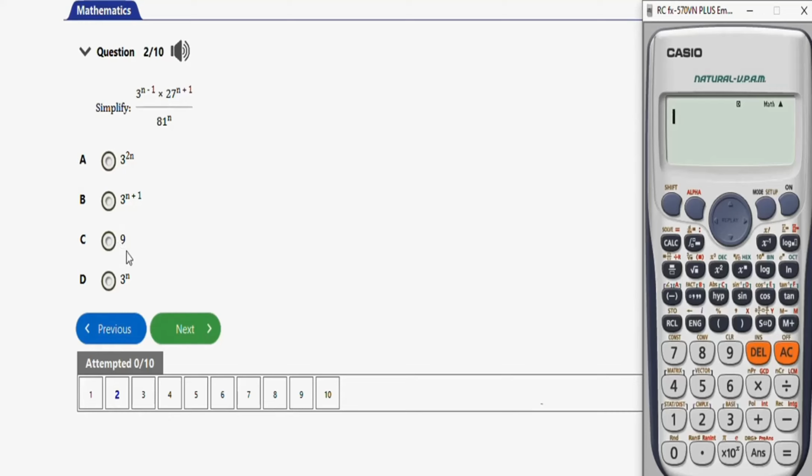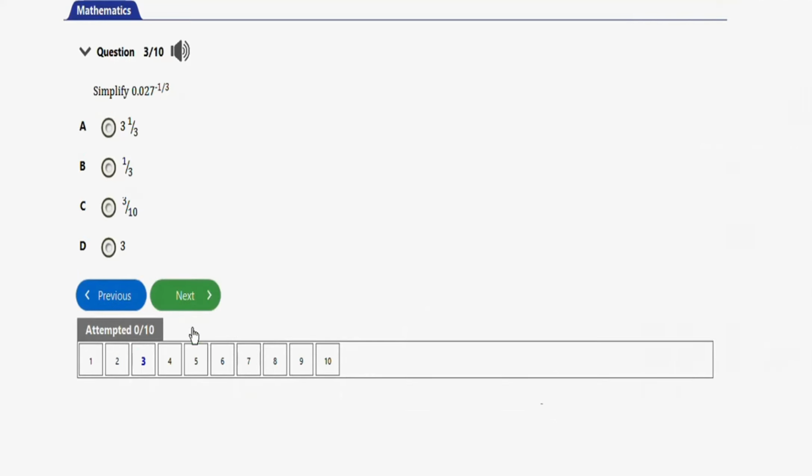So we're having 9 here as the output. Okay, so that's it for this question. Next question will be this one. It says simplify this. So this is also simple.